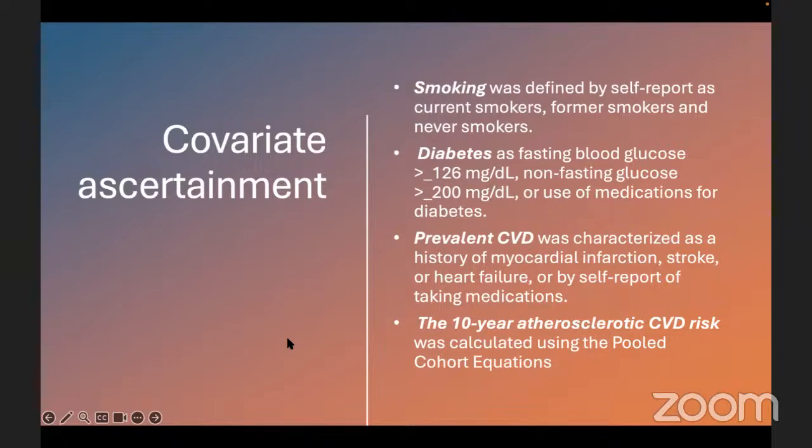So these are the covariate assessments that were adjusted for later on: smoking, diabetes, prevalent cardiovascular disease, and the 10-year atherosclerotic cardiovascular disease risk. Smoking was reported as current smokers, former smokers, and never smokers. Diabetic patients were those who either had diabetes or were taking anti-hyperglycemic medications. Prevalent cardiovascular disease meant a history of myocardial infarction, stroke, or heart failure, and also the 10-year atherosclerotic cardiovascular disease risk assessment.